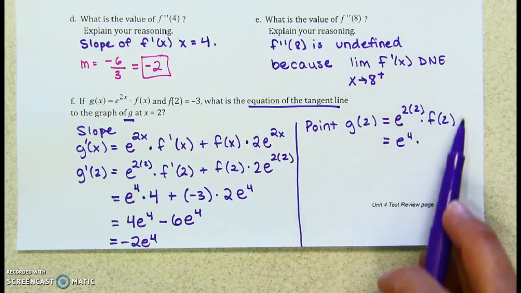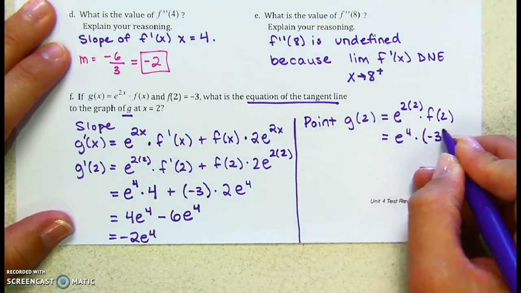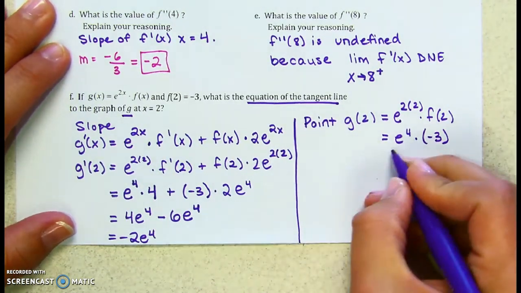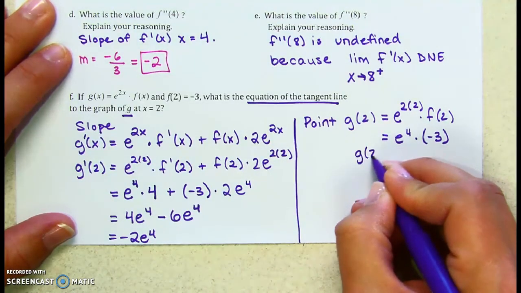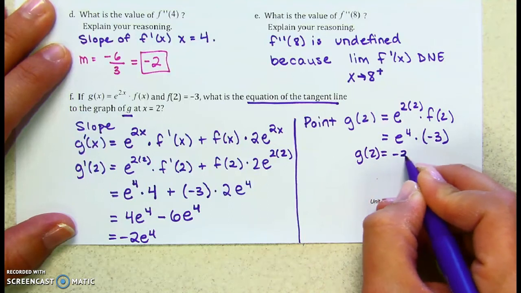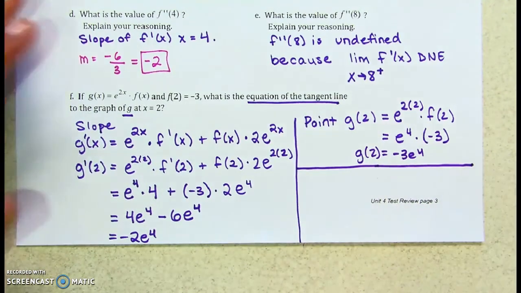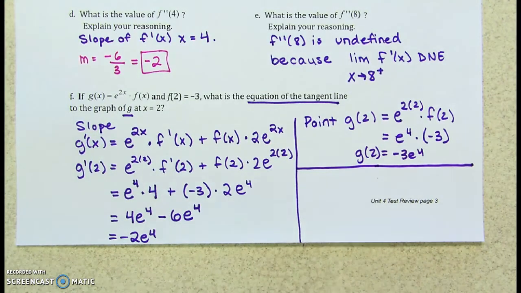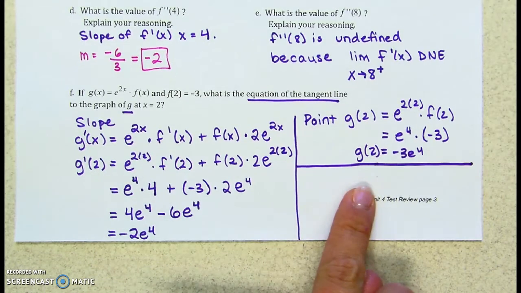Now, what is f of 2? f of 2 equals the number -3. That was given in the question. All right, so our x value is 2 and the y value is -3e to the 4. I organize my work. Anytime we do a tangent line, label, label, label. Here's my slope work, here's my point work, here's my line.